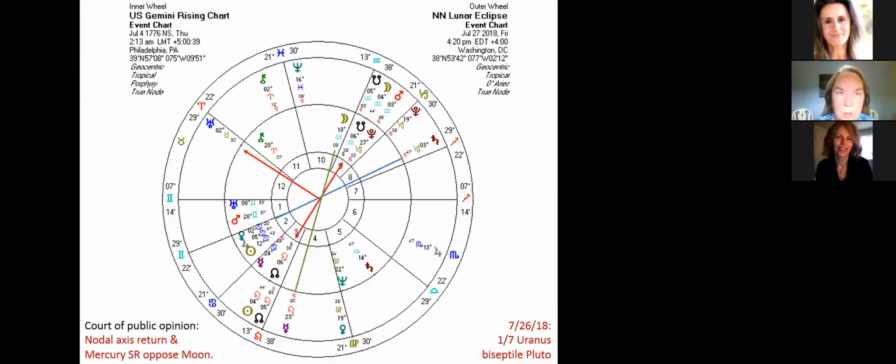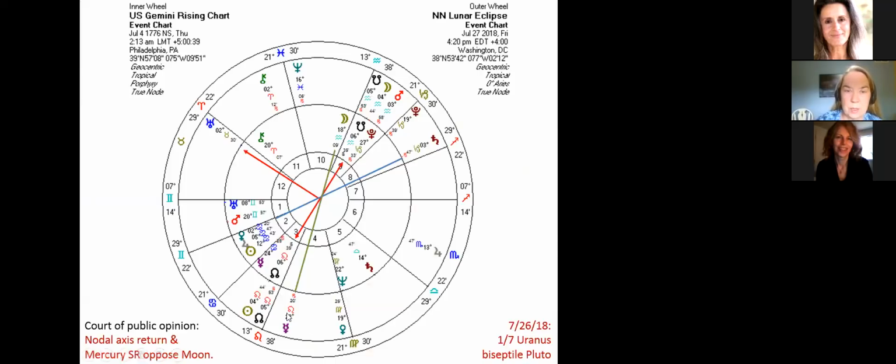This is the U.S. Gemini rising chart. It's the chart that I have a tendency to use. And I drew it up with the outer bi-wheel of the North Node lunar eclipse that's going to happen on July 27th. And that's because the first of these biseptiles, and there's 7 of them, is going to happen July 26th. Both Uranus and Pluto are active in the charts. Uranus is in orb of squaring the natal nodes of the U.S., while the U.S. is having a nodal axis return.